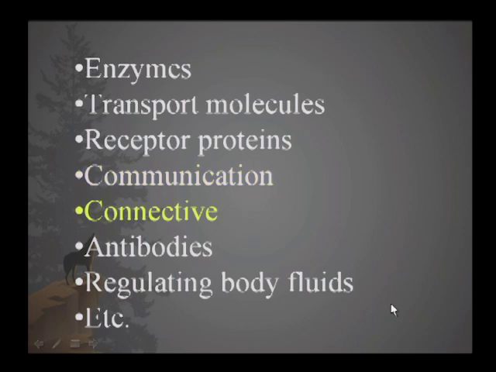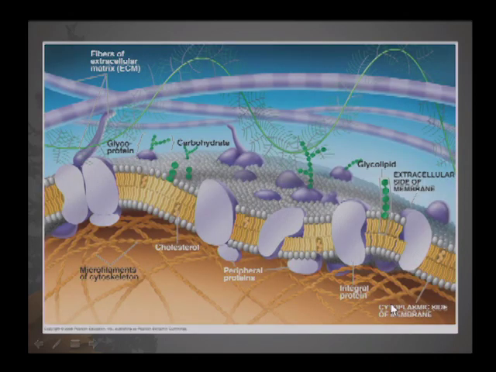Some proteins are connective. Collagen is one of the most abundant proteins in our body, in animals in general. It connects cells together, bones together, muscles to bone, cells to cells, tissues to tissues. So these connective proteins are really important. This is showing an illustration at the cellular level of some of these types of proteins.